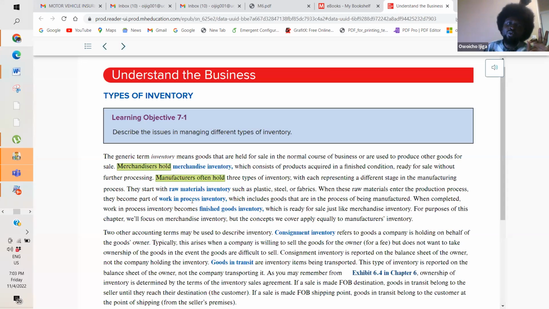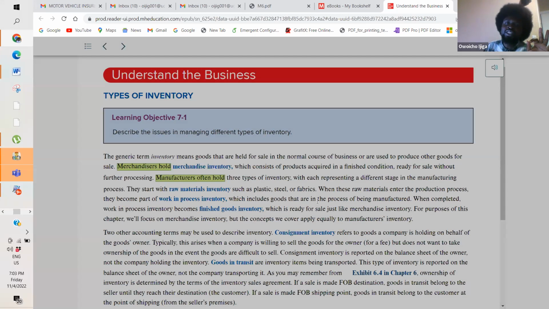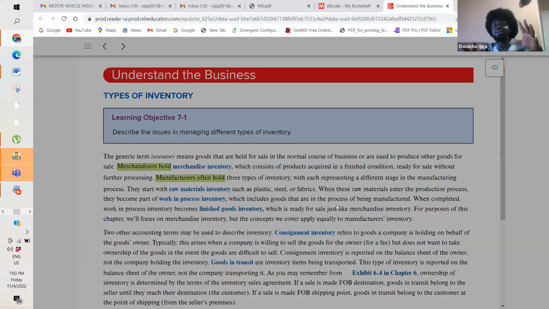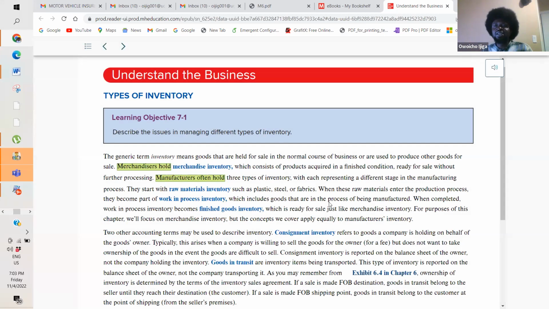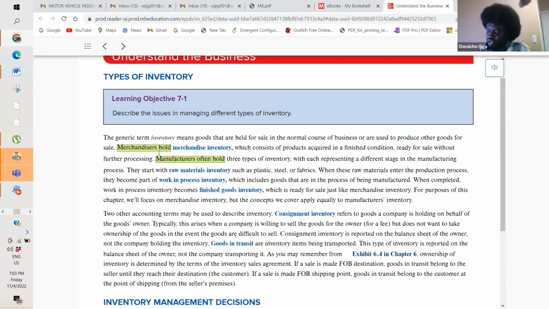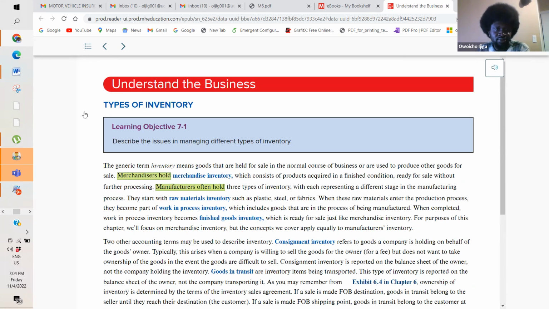So that is raw material. And then the work in process inventory includes goods that are in the process of being manufactured. When you put all those raw materials together and you are processing them, they become the work in process inventory, because you are processing that to get a final good, which is the peanut oil in this case. And when you are done, the peanut oil becomes the final good, and that is what we call the finished goods inventory. I would not want to spend much time on that, but just read through and learn more about it. So let's go back to what we were talking about.